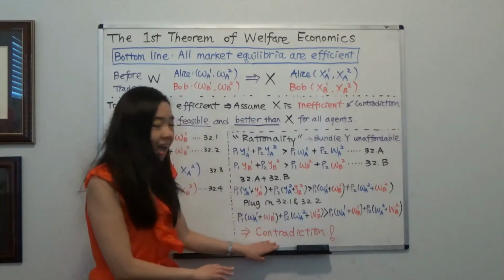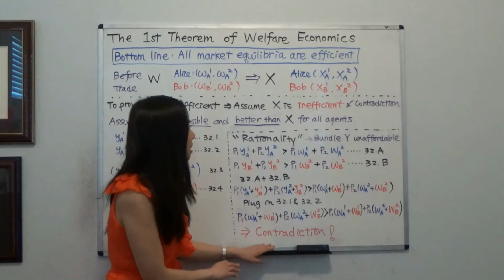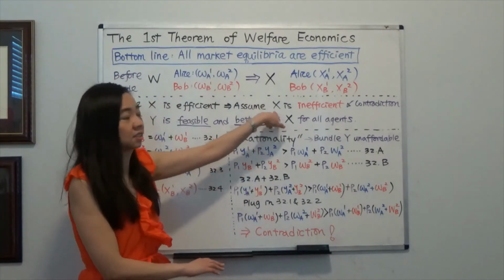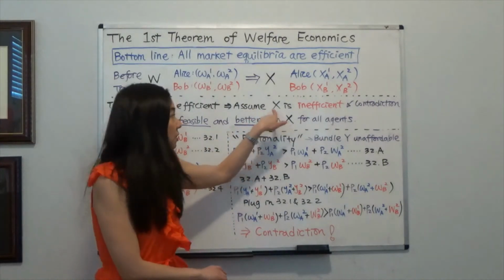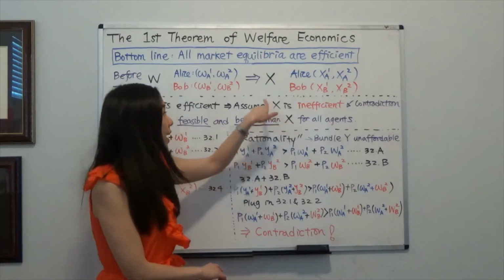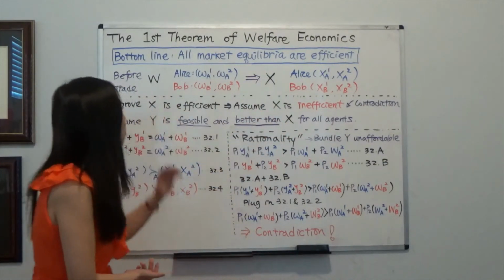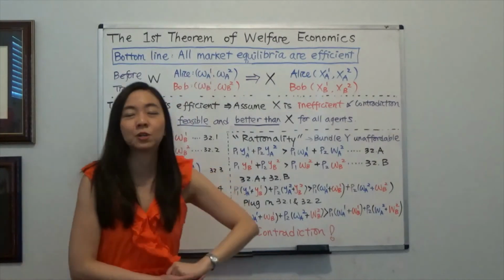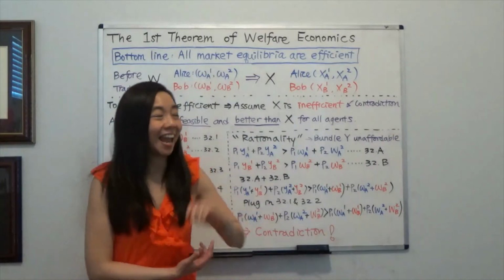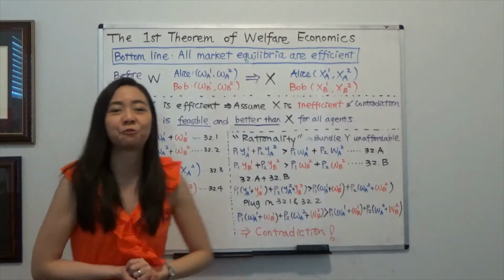And why do we have this contradiction? That's because we assumed that X was inefficient. So that assumption was wrong. So X must be efficient to begin with. Therefore, we know that all market equilibria are efficient. And that's the first theorem of welfare economics.